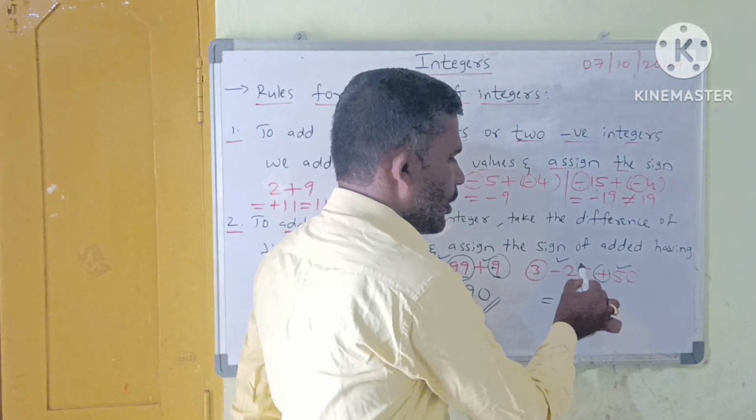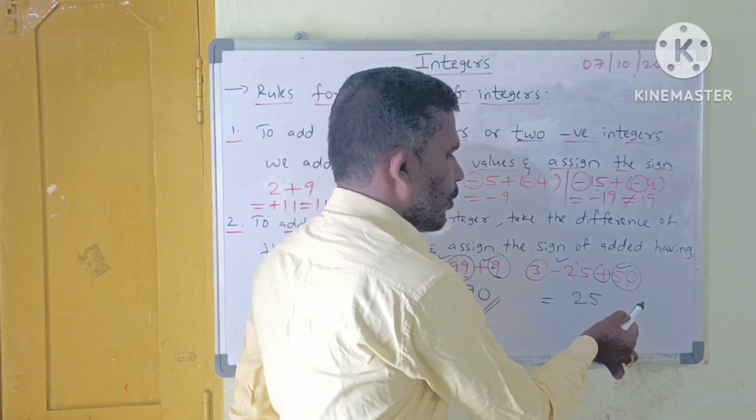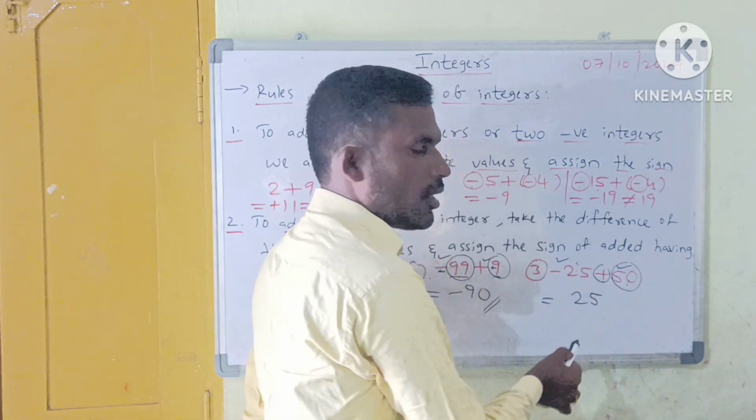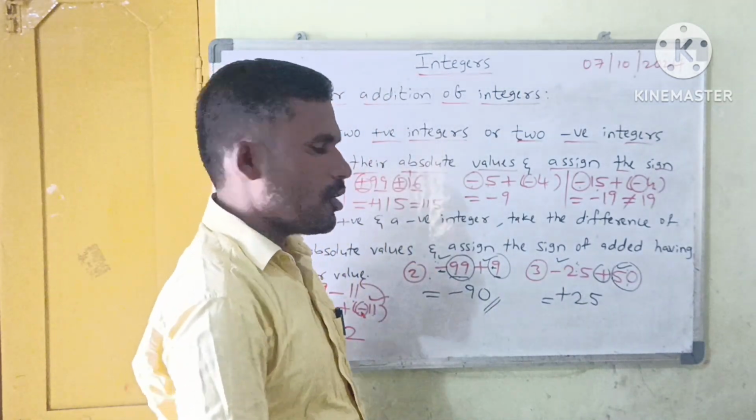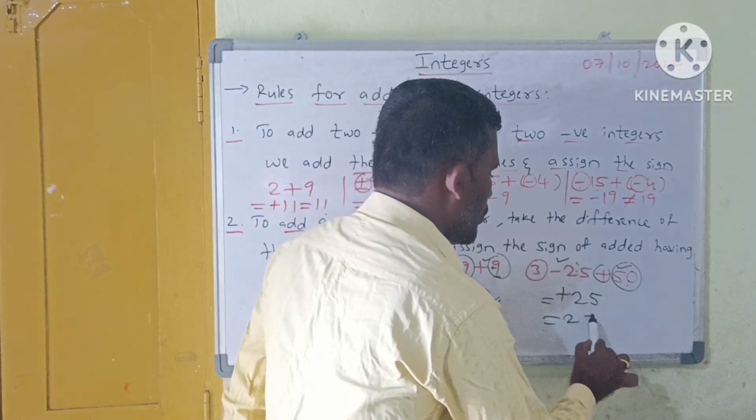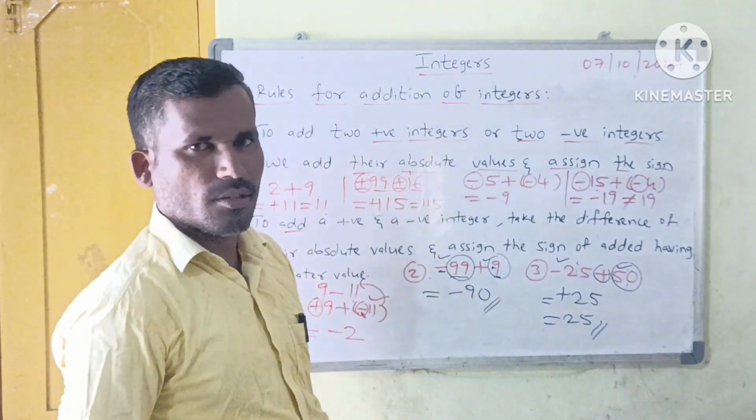In the given two numbers, 50 is a greater value. For the greater value, which sign is here? Plus. So therefore, plus 25 we will get here. So plus 25 is nothing but 25, that is the answer.